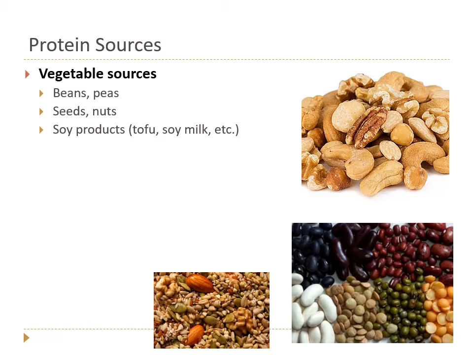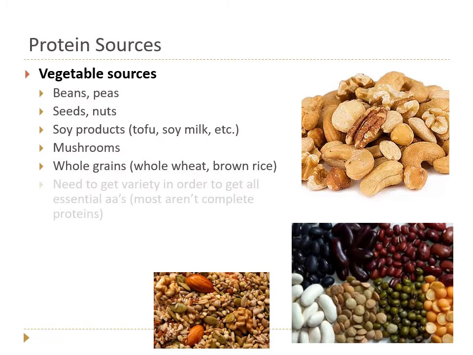So those kinds of plants, beans and peas, are high in protein. Seeds and nuts, right? Soy protein, right, comes from soybeans. So tofu, soy milk, those things also tend to be quite high in protein. Mushrooms also are high in protein, which is pretty cool. And whole grains, so whole wheat, brown rice, are high in protein.